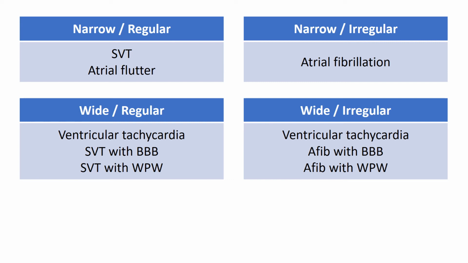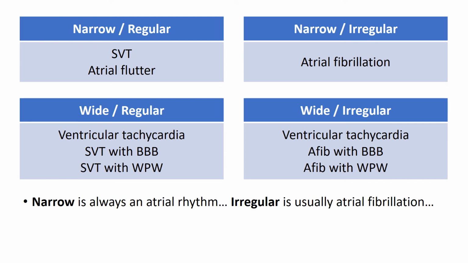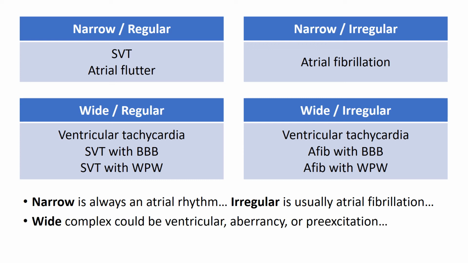The rules of thumb that you should keep in mind: narrow is always going to be an atrial rhythm. That's always something coming from the top half of the heart. And if it's irregular, that's usually going to be an atrial fibrillation. When you get into wide complexes, that's when things start getting stressful because there's the potential for VTAC or some sort of ventricular rhythm, but it could also just be aberrancy, or it could be this Wolff-Parkinson-White thing.